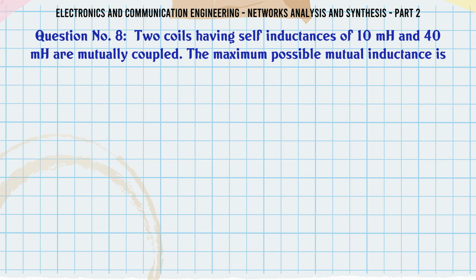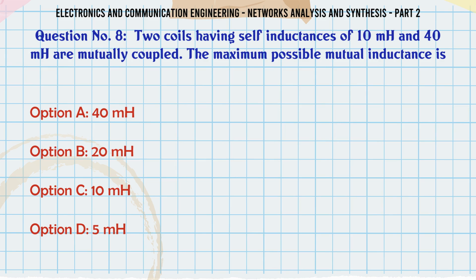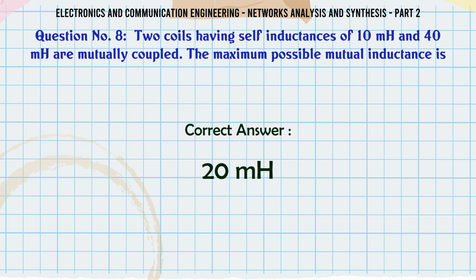Two coils having self-inductances of 10 mH and 40 mH are mutually coupled. The maximum possible mutual inductance is A. 40 mH, B. 20 mH, C. 10 mH, D. 5 mH. The correct answer is 20 mH.